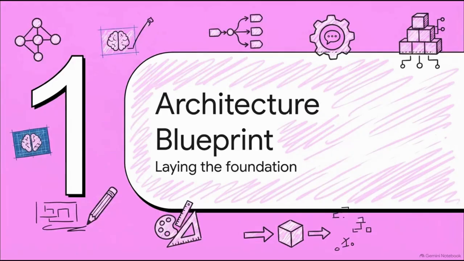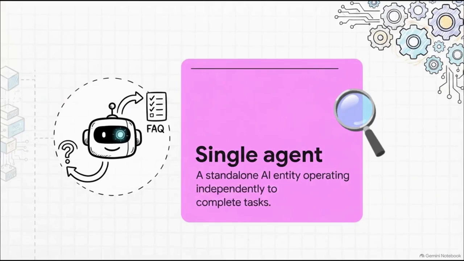Section 1. The architecture blueprint. We have to begin with the absolute baseline, right? The single agent. This is simply a standalone AI entity operating totally independently to complete tasks. Think of a standard customer service bot that only answers FAQs. It takes an input, it gives an output. Super effective for isolated tasks for sure, but it's completely siloed. There's no handoff, no real collaboration. The real magic happens when we start multiplying this capability. Let's look at how this builds.